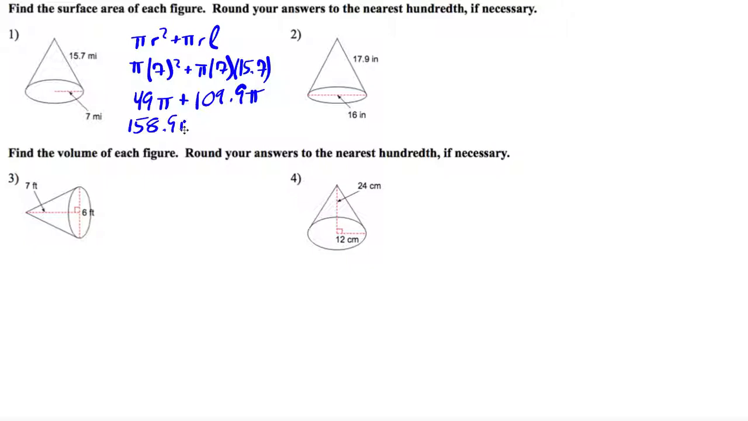158.9 pi, which looks weird when we have an irrational number such as pi with a decimal. So at that point, we're just going to multiply it by pi to get a decimal approximation. And so this is going to be 499.20 miles squared.